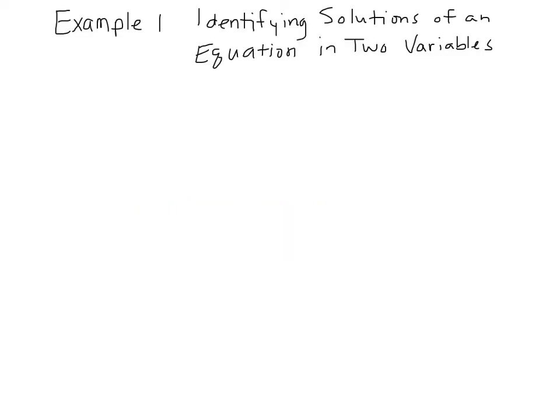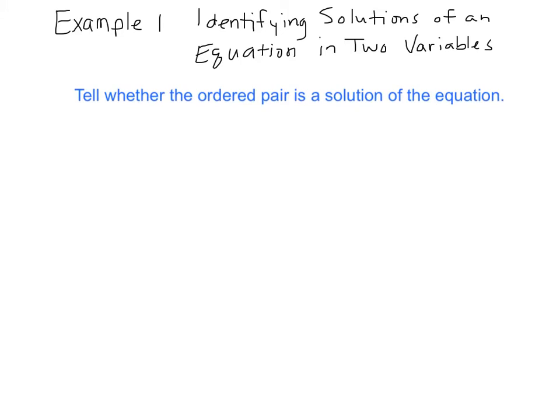Example 1 is identifying solutions of an equation in two variables. The given directions say, tell whether the ordered pair is a solution of the equation. So a key word here is ordered pair. We've already dealt with ordered pairs. If they give you an ordered pair like 1, 2, remember what represents our x and what represents our y. This is our x, this is our y. Those are what your variables equal.